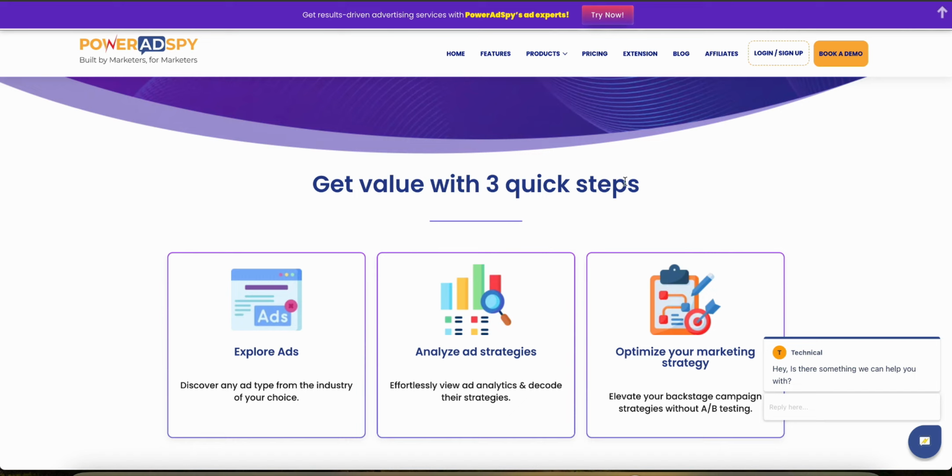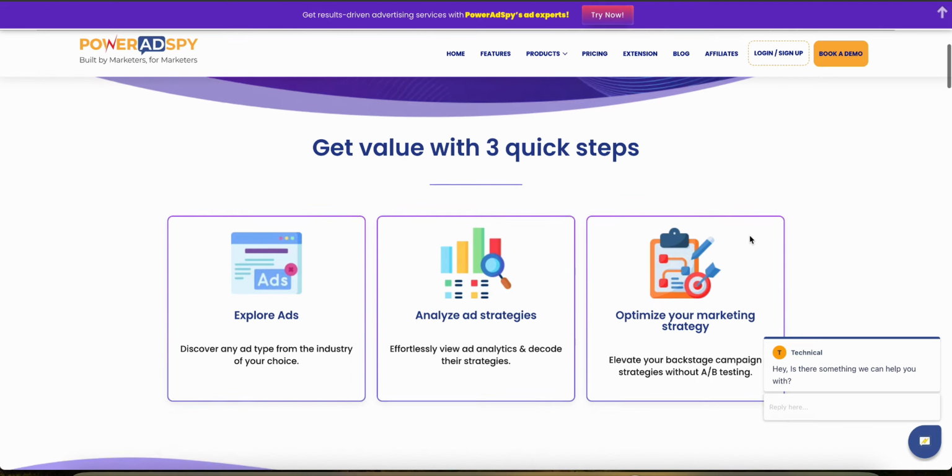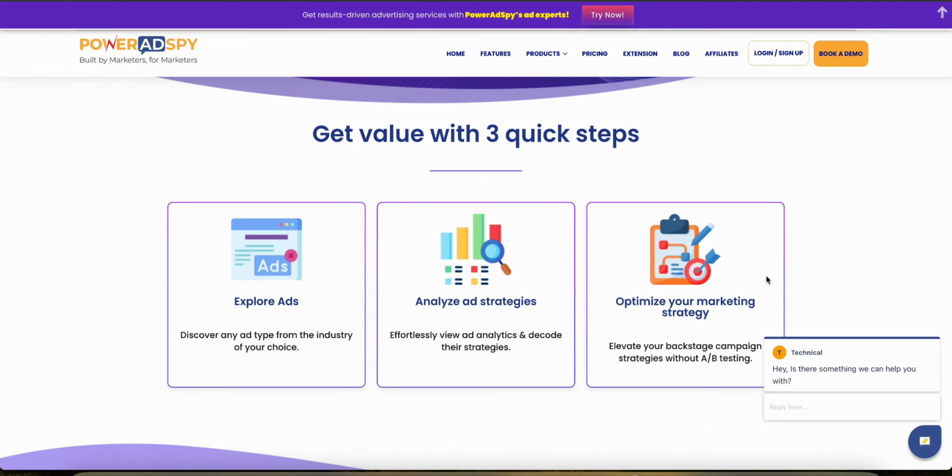As far as what other people say in terms of user feedback and reviews, PowerAdSpy generally has positive reviews. What people particularly like is its comprehensive ad database and deep analytical capabilities. It's not perfect, but it's still a great platform for a lot of people, especially if you're a dropshipper or a marketer.